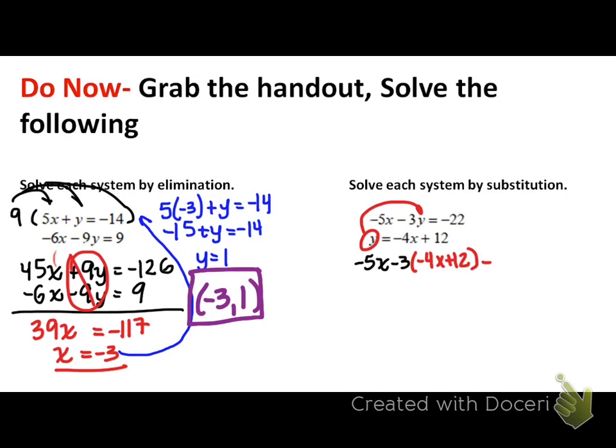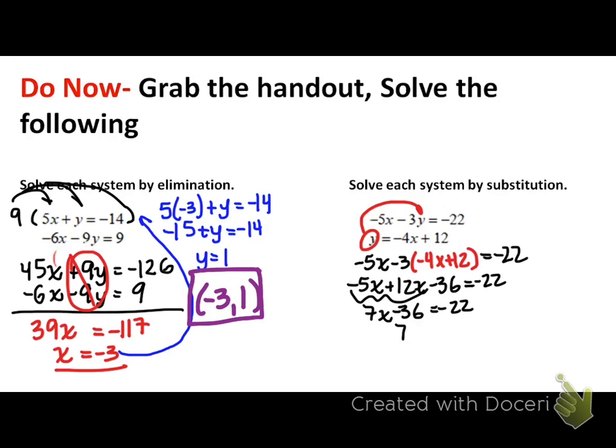And let me rewrite this so we can identify the plug-in value. Again, this is not my regular tablet, so I apologize if it looks bad today. Okay, what should I do from here? Distribute and simplify, right? Negative 5x plus 12x minus 36 is equal to negative 22. Combining like terms, we're going to get 7x minus 36 is equal to negative 22.